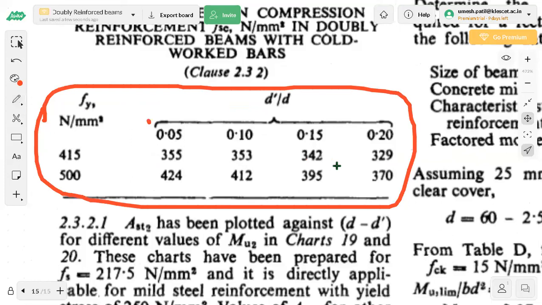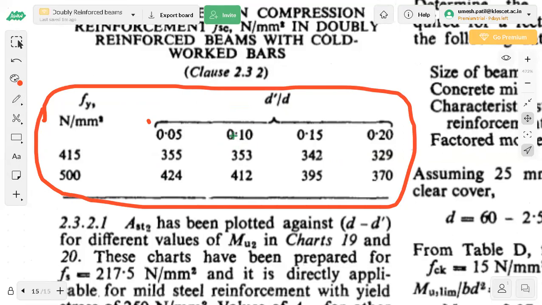Now for example, let us take a problem where Fe415 steel is used and the d dash by d ratio works out to be 0.1. How am I getting 0.1? Let us imagine d dash is 50 mm and d is 500 mm.